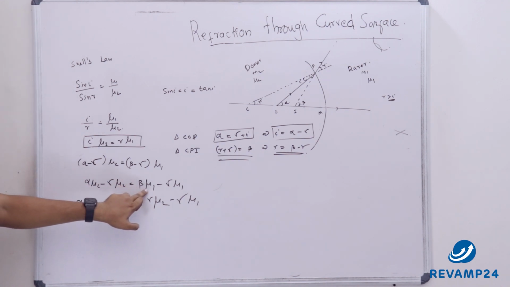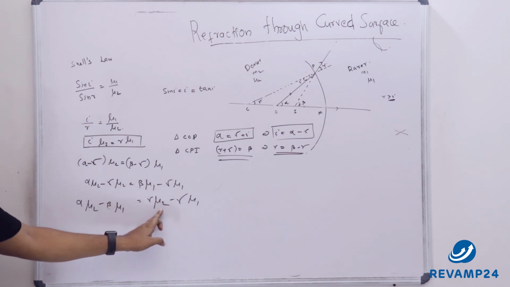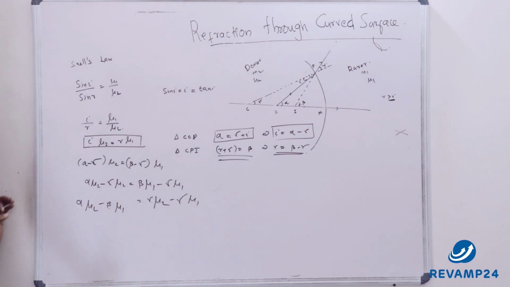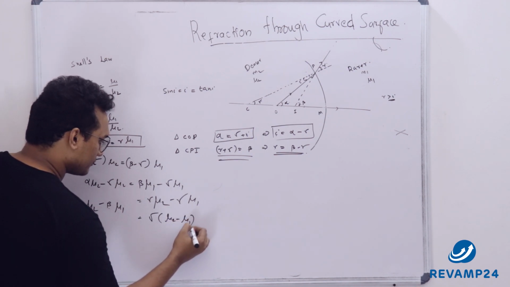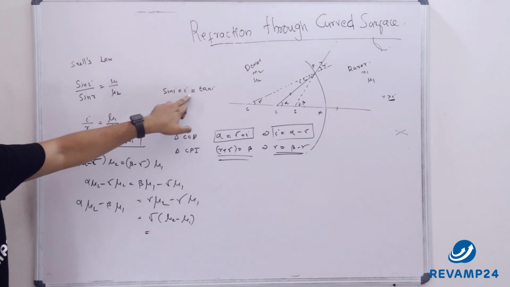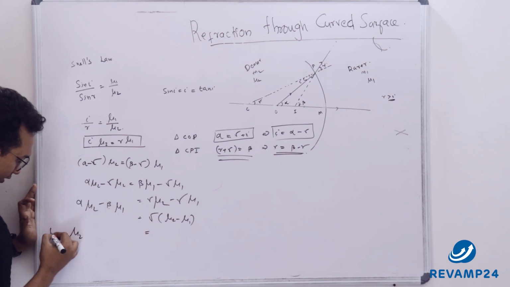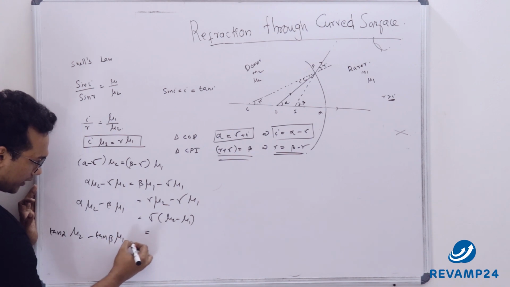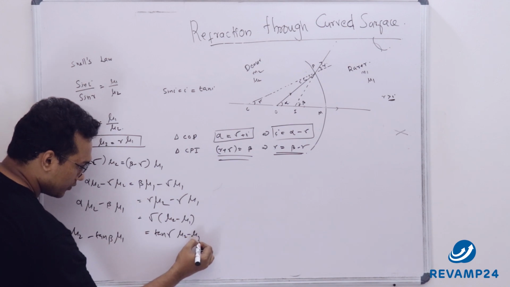Alpha into mu 2 minus beta into mu 1. Minus gamma mu 2 went there with positive sign, and yeah, same. Now from here you can take gamma in common, mu 2 minus mu 1. Now I can take I as tan I. So similarly alpha as tan alpha. So tan alpha into mu 2 minus tan beta into mu 1 is equal to gamma is nothing but tan gamma into mu 2 minus mu 1.